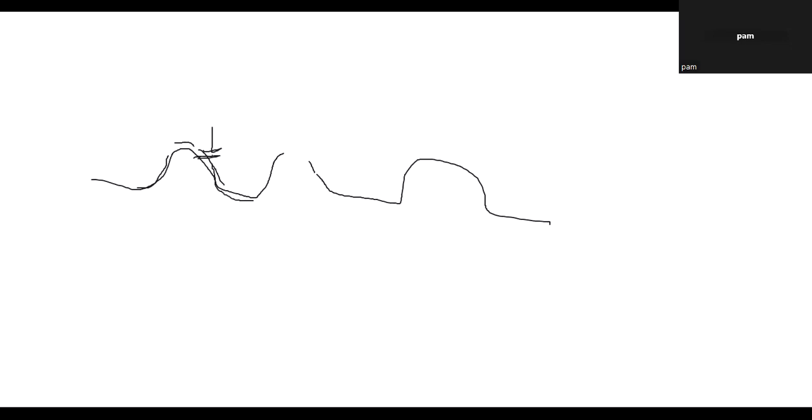Now, when I'm looking at the contraction pattern, I just went over this, but here you have the beginning of the contraction. And so I want to know frequency. So I want to know how often my contractions are. That's called frequency. So I'm going to count from the beginning of one contraction, to the beginning of the next contraction. Okay, that's frequency.